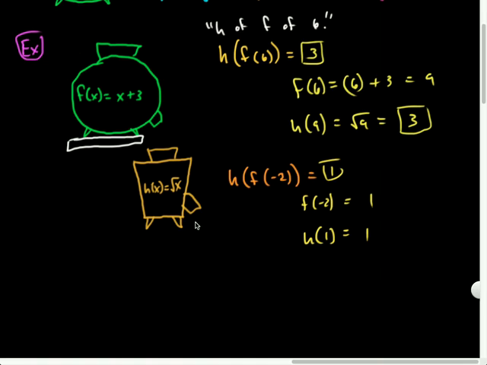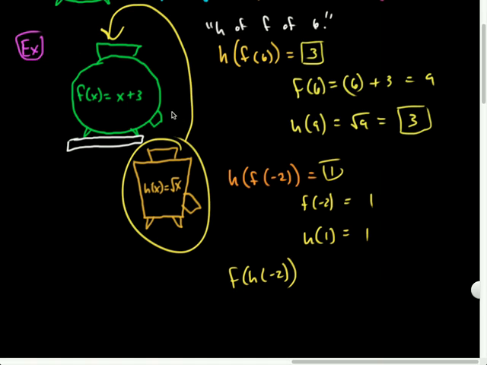Okay, not too crazy. Now question, do you think that h of f of negative 2 would be the same as if I plug the negative 2 into the h machine first? Is that going to be the same as f of h of negative 2? No. Well, let's calculate that. F of h of negative 2. So that would be if this machine was dumping into that machine, right?